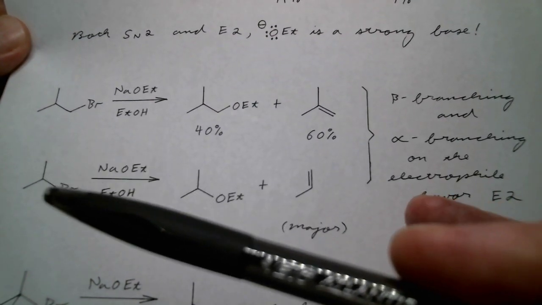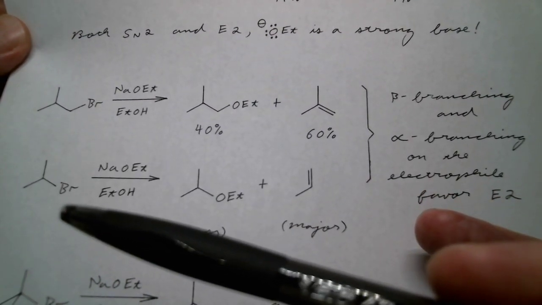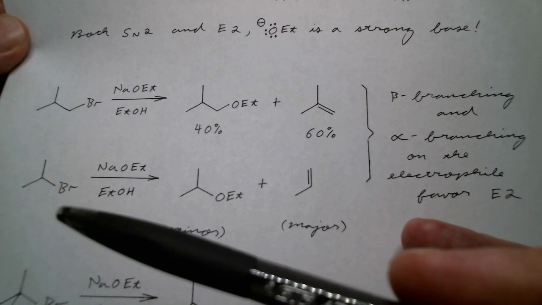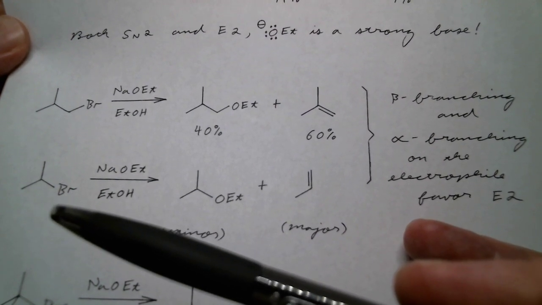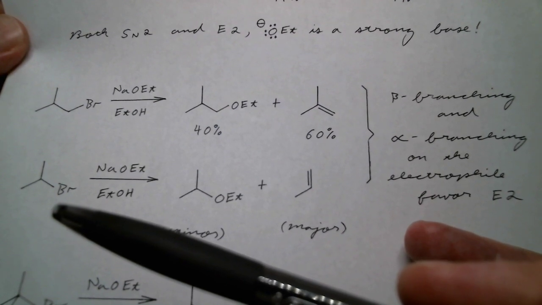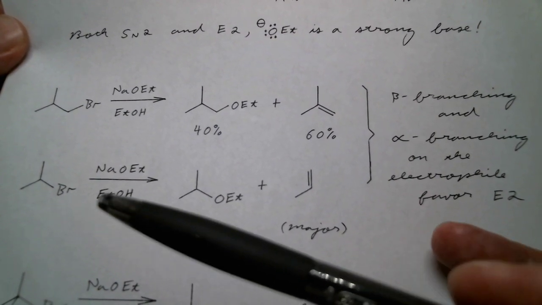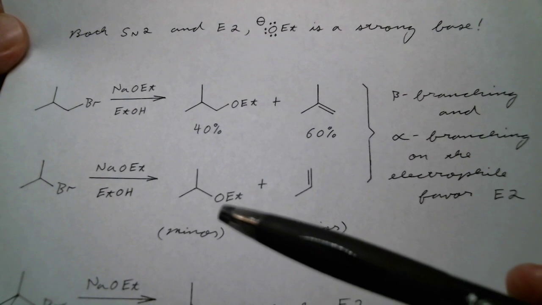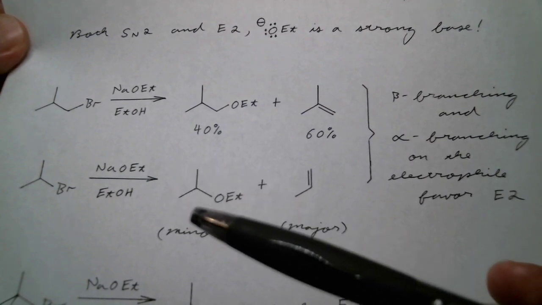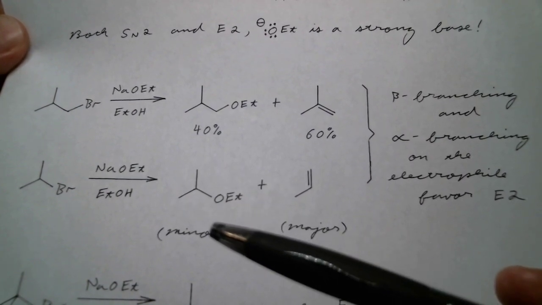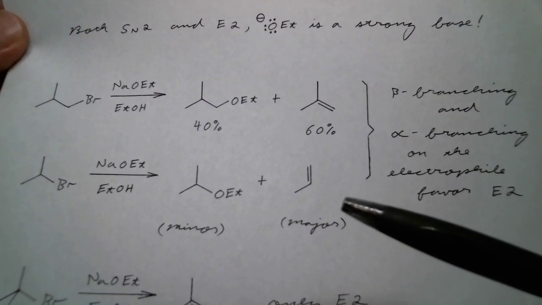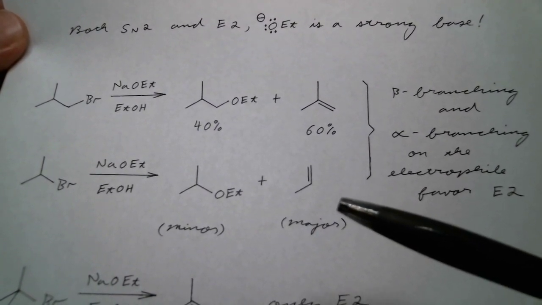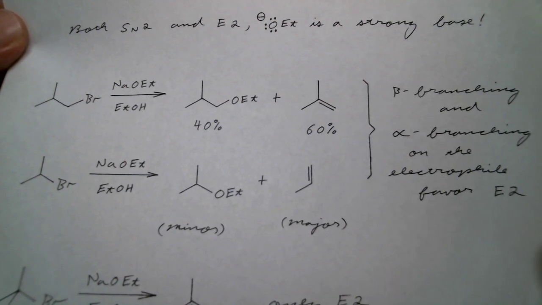What if we branched the alpha carbon? So here we have isopropyl bromide. We know that secondary carbon electrophiles have a slower reaction rate for SN2 than primary carbon electrophiles, and so again we have a minor isopropyl ethyl ether SN2 product and a major propene E2 product.